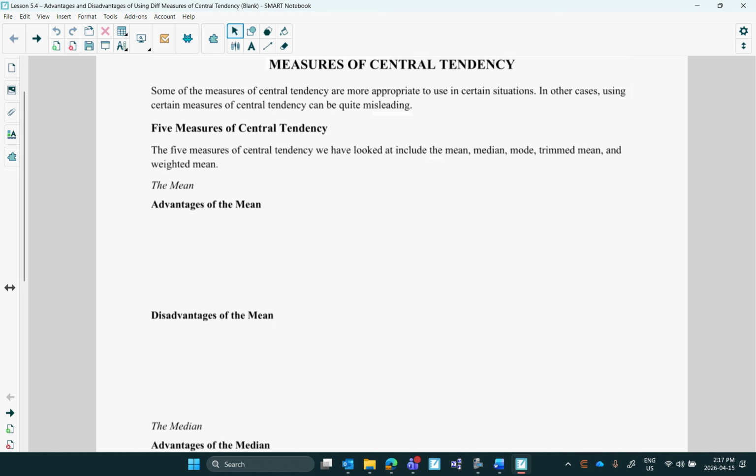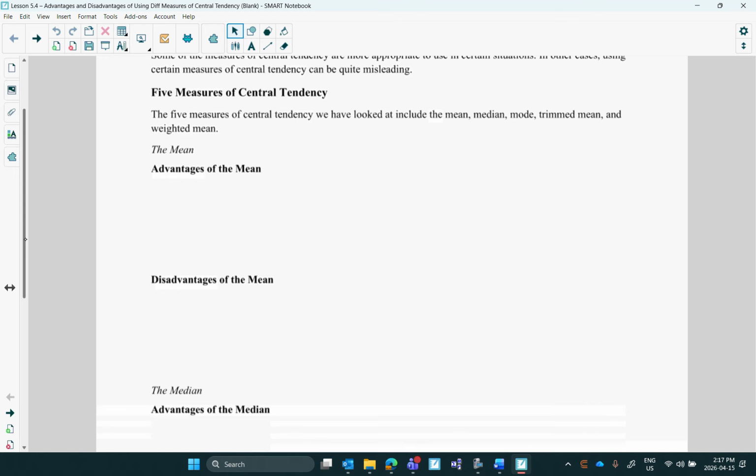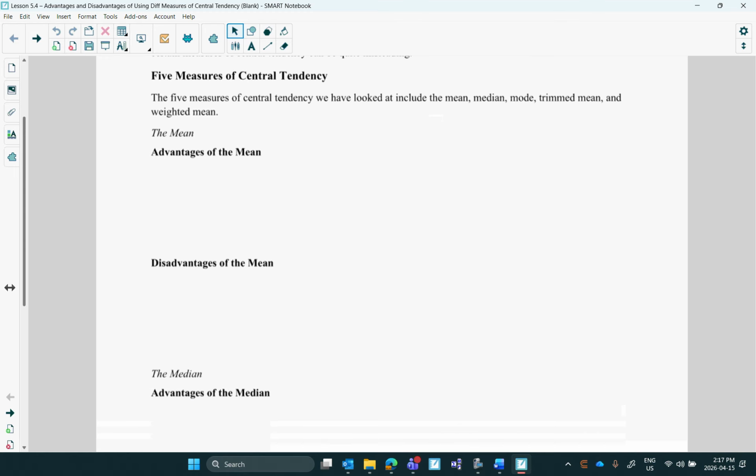So we have looked at 5 measures of center: mean, median, mode, trimmed mean, weighted mean. Just to sort of summarize the advantages and disadvantages of each, and then we'll do a couple of examples. So we really talked about all of this, so we can go through it fairly quickly.